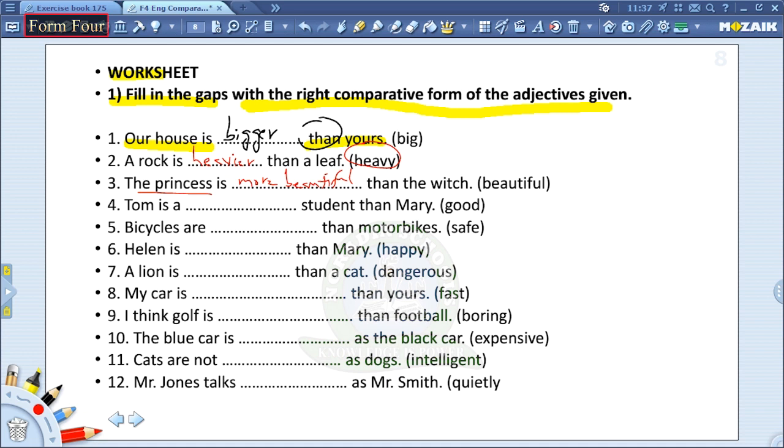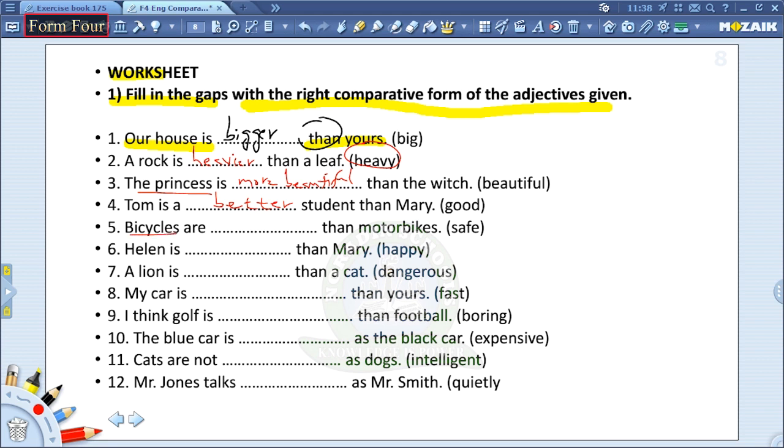Tom is, okay, gooder? No, not gooder. What about best? No, not best, because we compare Tom and Mary. Tom is a better student than Mary. We compare Tom and Mary. So Tom is better. It's not gooder. It's very wrong. Don't say gooder.